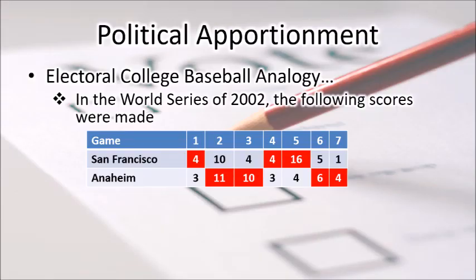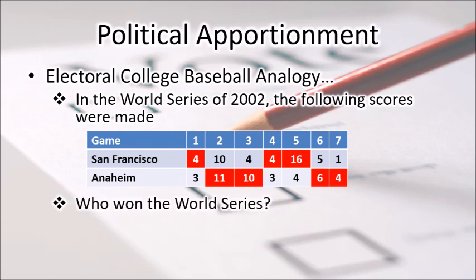Now, I'm going to go back to 2002 and use that as an example. In the 2002 World Series, these were the following scores. In the first game, San Francisco beat Anaheim 4-3. But they lost in the second game 10-11. They also lost in the third game 4-10. They won the fourth game. Game 4 was 4-3. Game 5 was 16-4. Game 6 was 5-6, and Game 7 they lost 1-4.